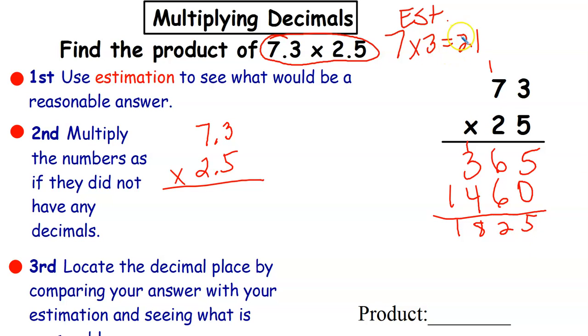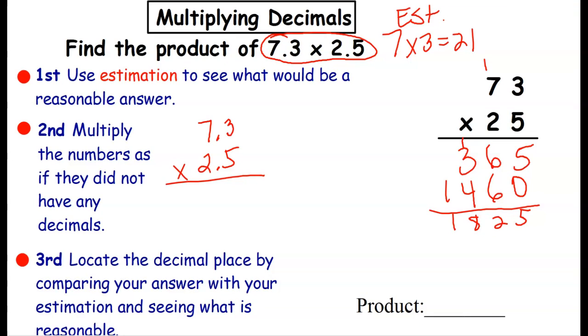I said my estimate was supposed to be around 21. So here's what I'm going to say. It says locate the decimal place by comparing your answer with your estimation to see what is reasonable. Oops, the reasonable part is cut off down there. Okay, now you can kind of see the word.